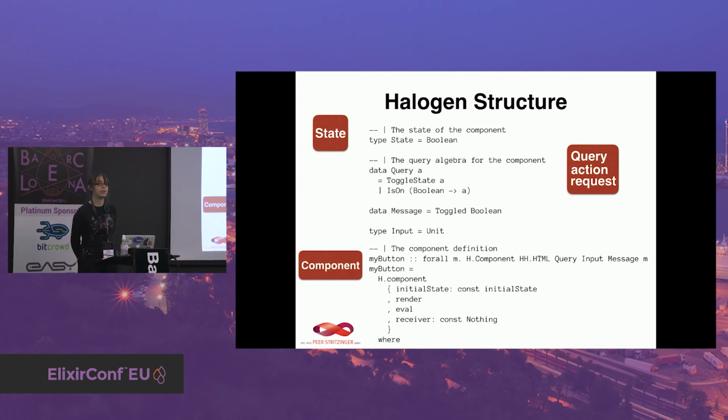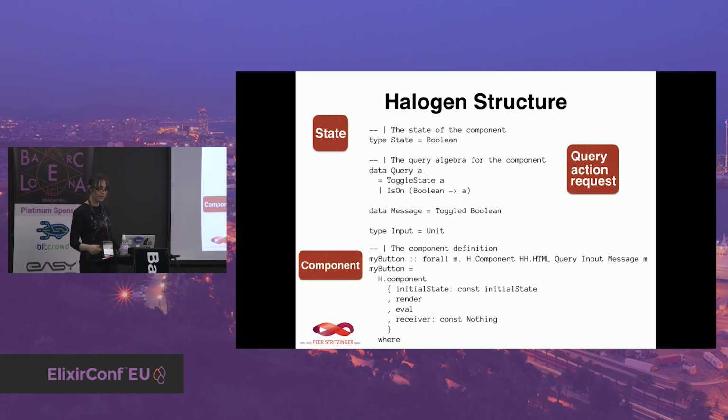And now I'm going to show you one application in Halogen, and that's just a button that toggles a Boolean on and off. That's it. So you got the state, which is a Boolean, and you got what would be the action, which is called query. So you got a toggle state, which changes the state of the Boolean, and then you got a question, like what state is the Boolean on? And then you have the component definition.